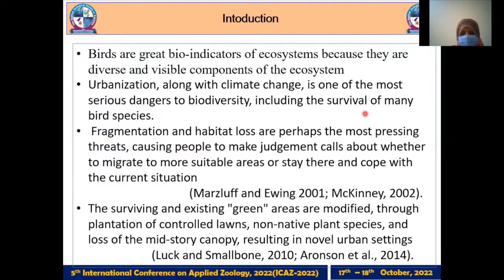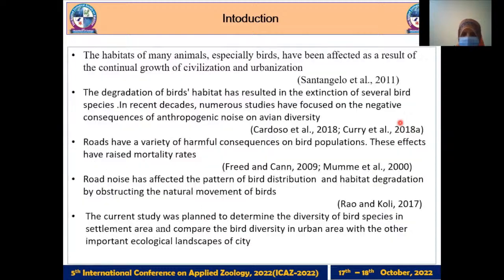Fragmentation and habitat loss are perhaps the most pressing threats, causing people to make judgment calls about whether to migrate to more suitable areas or to stay there and cope with the current situation. The surviving and existing green areas are modified through plantation of controlled lawns, non-native plant species, and loss of the mid-story canopy, resulting in the novel urban setting.